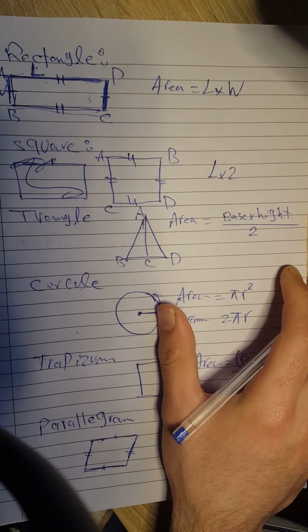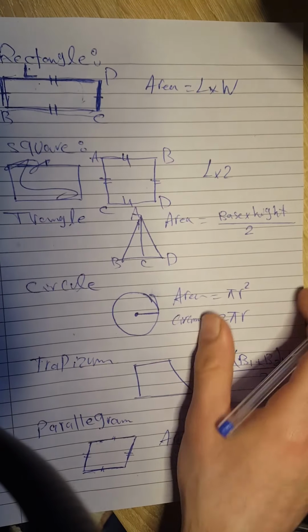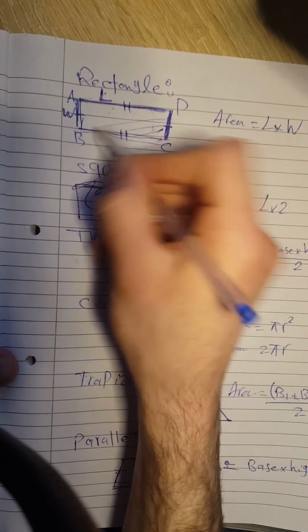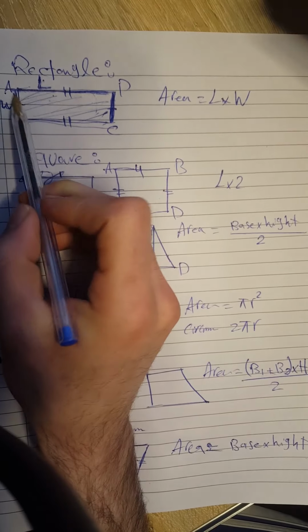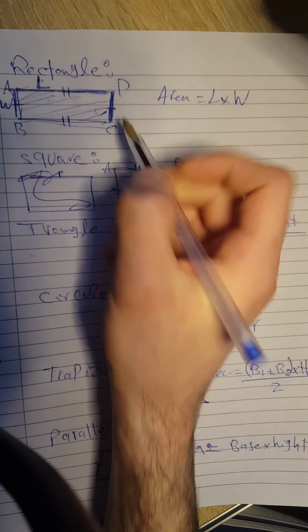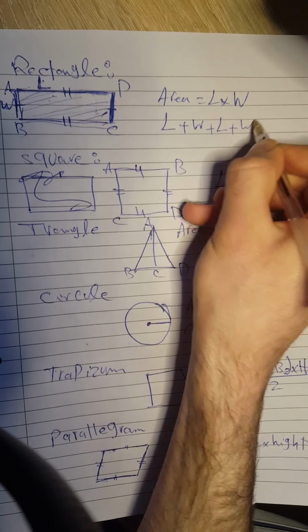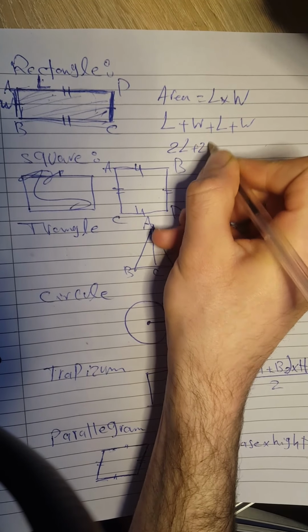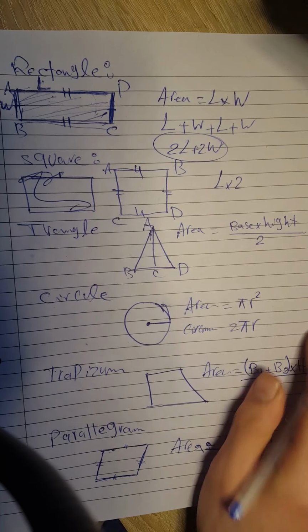What if I want the circumference? For the circumference, I have to add all the sides. So I would put L plus W plus L plus W, which is 2L plus 2W. That will give me the circumference of the rectangle.